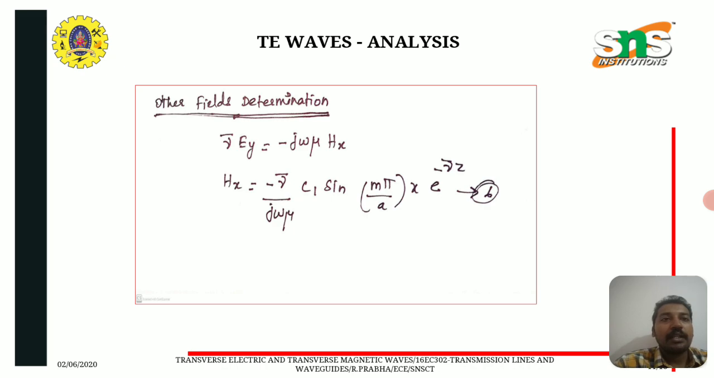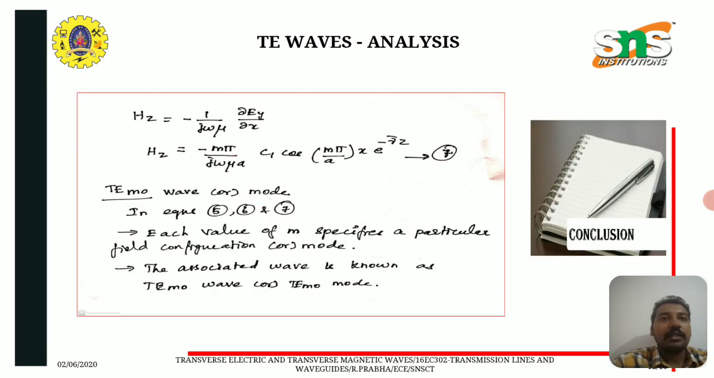Other field components are derived, giving Hx equal to minus gamma by j omega mu C1 sin of m pi by a x e power minus gamma z, and Hz equal to minus m pi by j omega mu a C1 cos m pi by a x e power minus gamma z. The dominant mode is the TE10 wave or mode. In equations 5, 6 and 7, each value of m specifies a particular field configuration or mode. The associated wave is known as TEm0 wave or TEm0 mode.